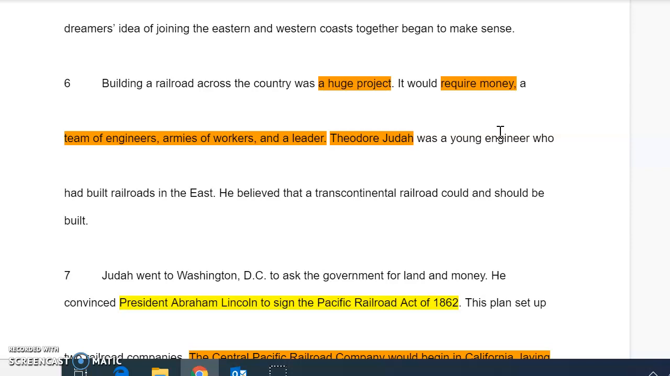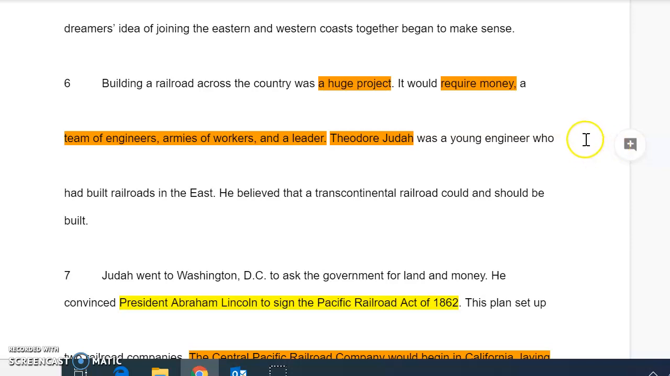Oh my goodness. It would require money, a team of engineers, so people to design the tracks and figure out how to lay the tracks so that there's not accidents and bad things happening. Armies of workers. Oh my goodness, the amount of people it would need. And then of course it would need a leader, someone to kind of keep things in order and make sure things were done right. Theodore Judah was a young engineer who had built railroads in the East. He believed that a transcontinental railroad could and should be built.